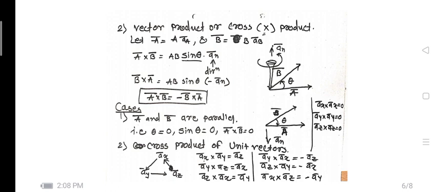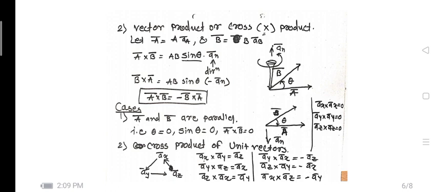Similar to the dot product, here are also some of the cases we must know, in which first is if a bar and b bar are parallel, in that case theta is equal to 0, sin theta is 0, hence a bar cross b bar is equal to 0. Second thing, the cross product of unit vectors. So here we must follow this triangle where a bar x, then a bar y and a bar z. If we follow the arrows, then it will give you positive results. If we don't follow the arrows, it will give you the negative result.